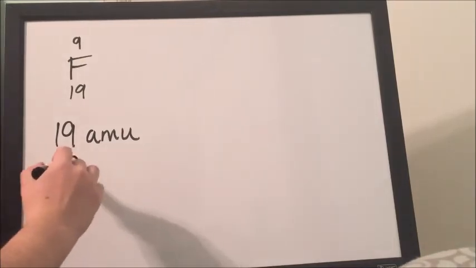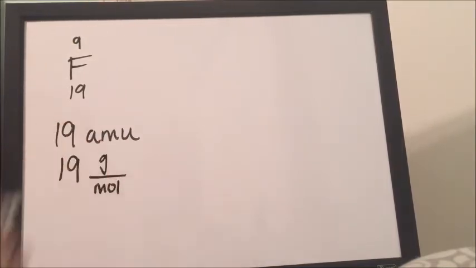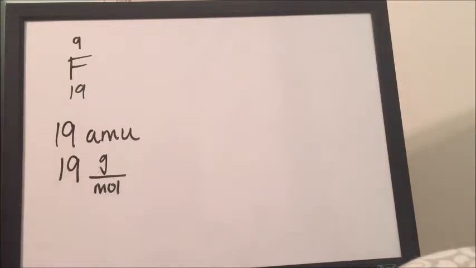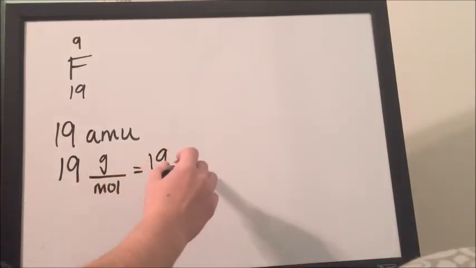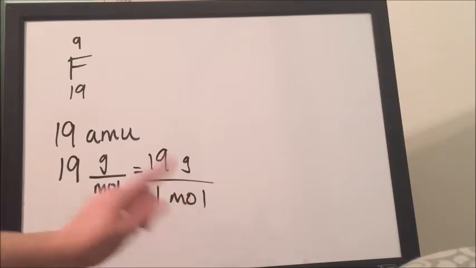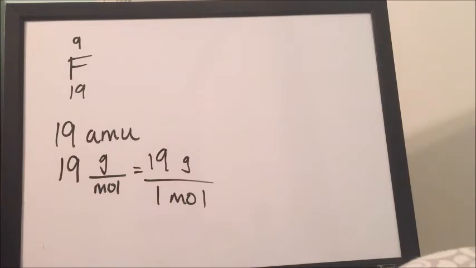And that is that the second unit is grams per mole. And so what that means is if we were looking at fluorine and its atomic mass, now we know instead of reading it as AMU, which is still perfectly acceptable, we can also read it as 19 grams per mole. Now the other way to write that would be 19 grams per 1 mole. So what does this really mean? Well, it really means if we had 1 mole of fluorine, it would have a mass of 19 grams. And it's as simple as that.